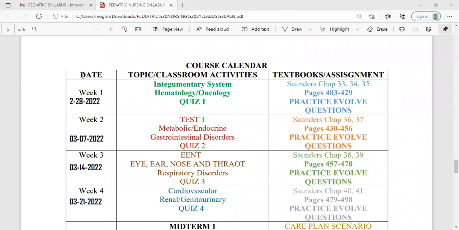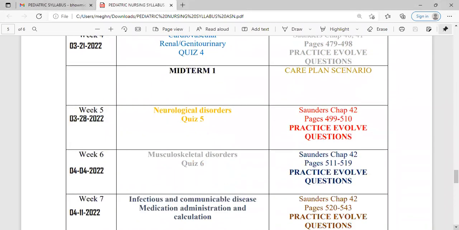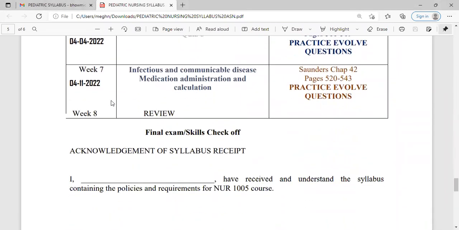First of all, you see the date here. Today is 2/28/2022. It is week 1. So how many weeks will we continue the pediatrics? Up to week 8, right? Up to week 8.